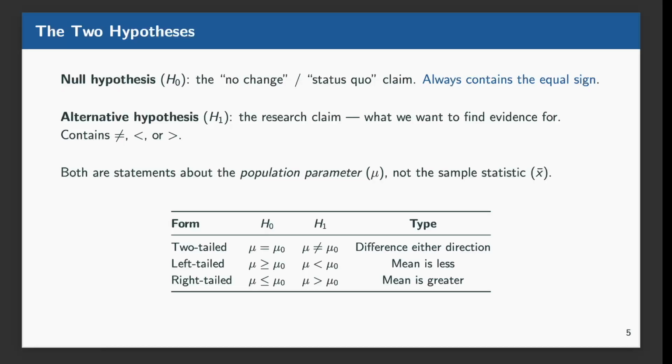There are 3 shapes this question can take. A 2-tailed test asks whether mu is different from some claimed value, in either direction at all. A left-tailed test asks specifically whether mu is less than some claimed value. A right-tailed test asks specifically whether mu is greater than some claimed value. Let's see this play out with some real numbers.